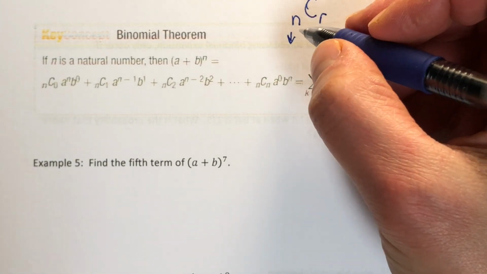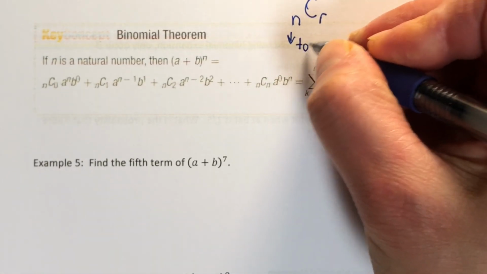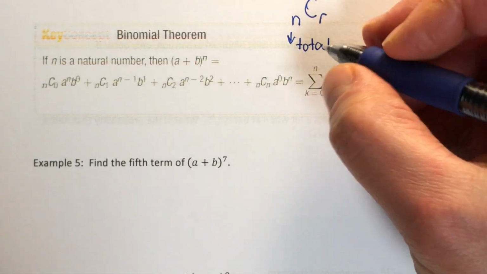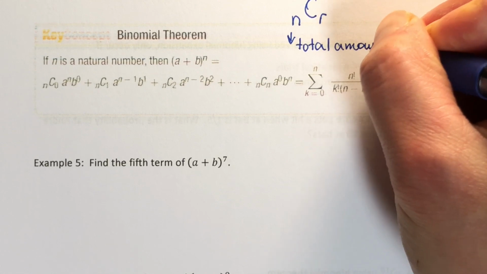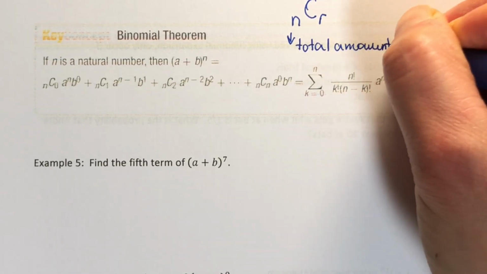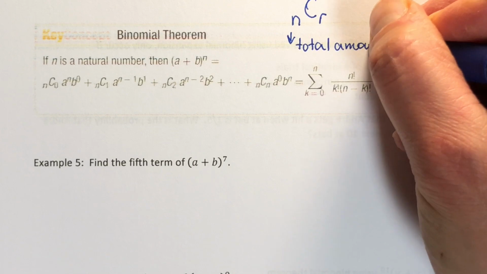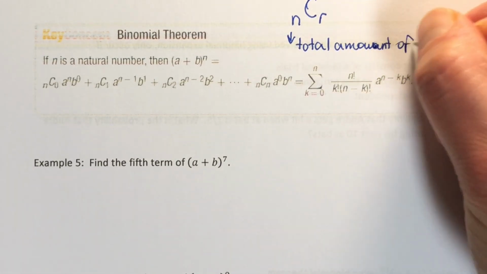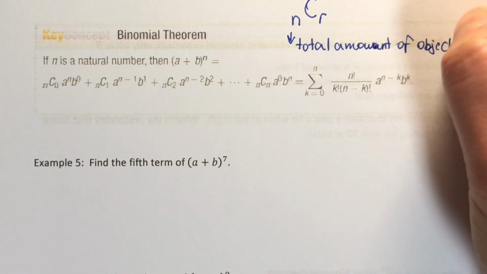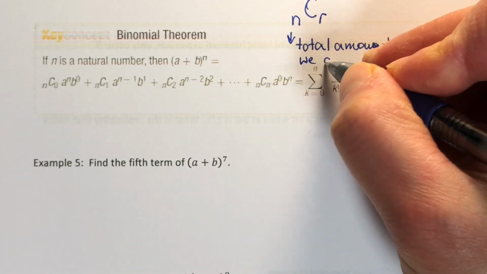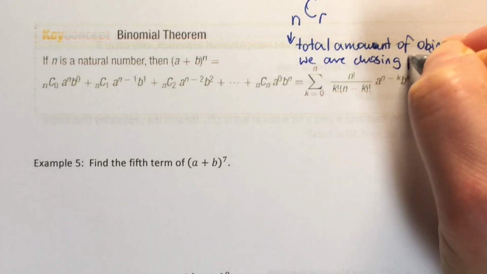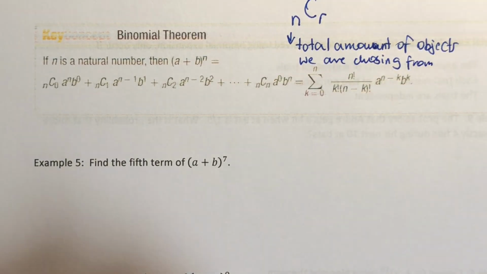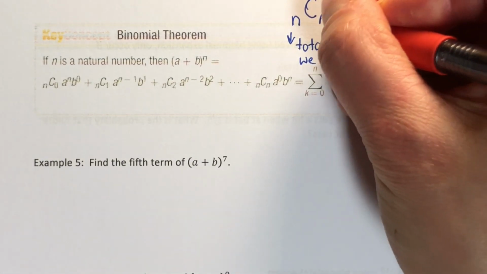So basically, if you have a combination, this is n, this is r. N is the number that represents the total amount of objects we are choosing from. And r is how many objects we are taking, so the number of objects we are taking.